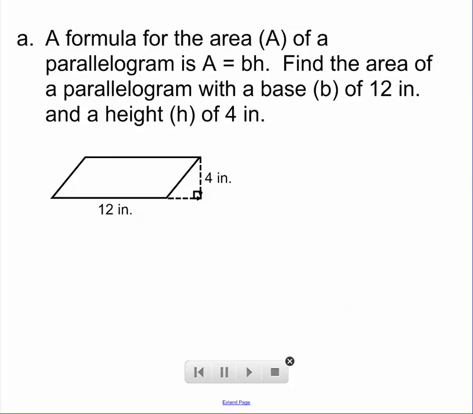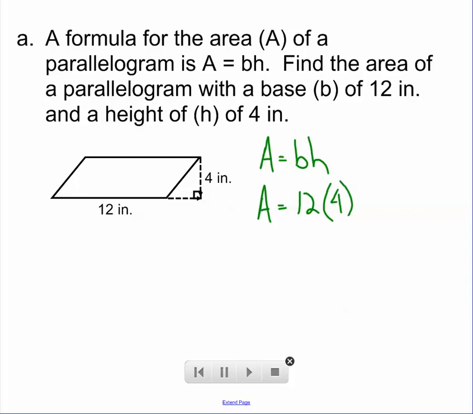All right, so we were given a formula that the area of a parallelogram is its base times its height. And we're basically being asked to evaluate this equation given the known base and the height. So what we'll do here is substitute in the known values. The base is 12 and the height is 4. So that's the first thing in evaluating, is substituting. We've substituted the known values.